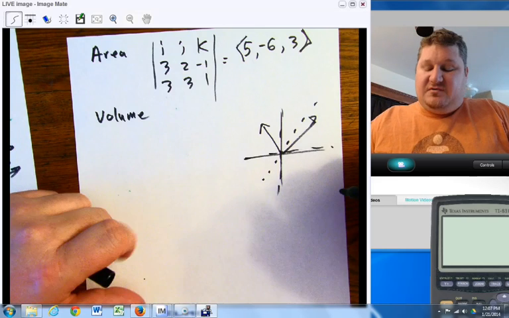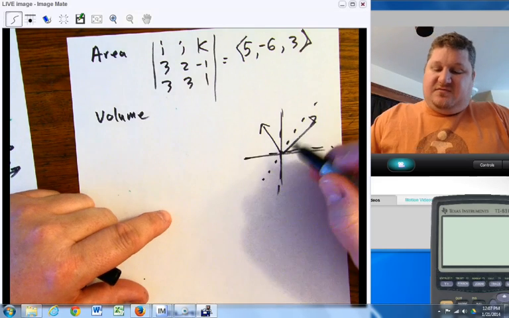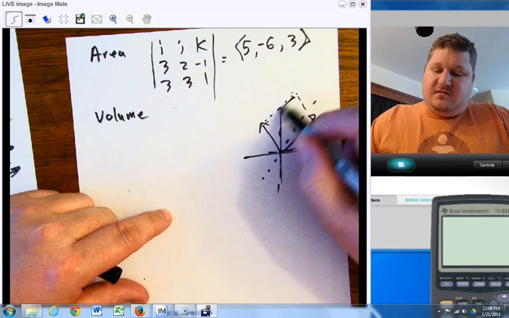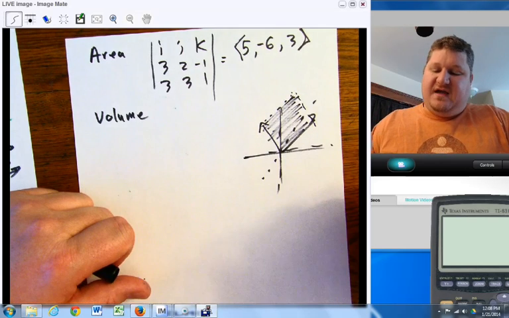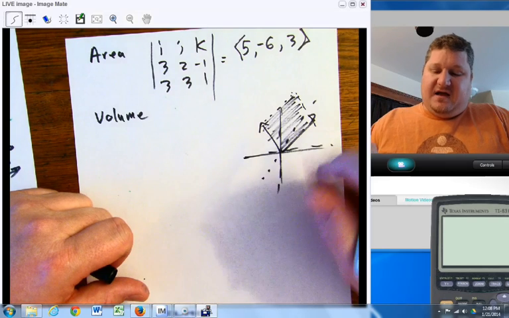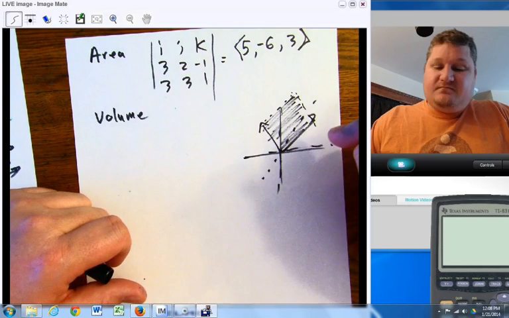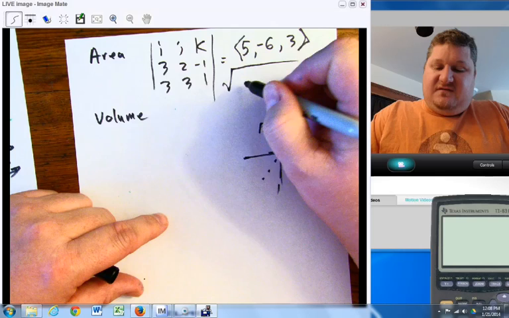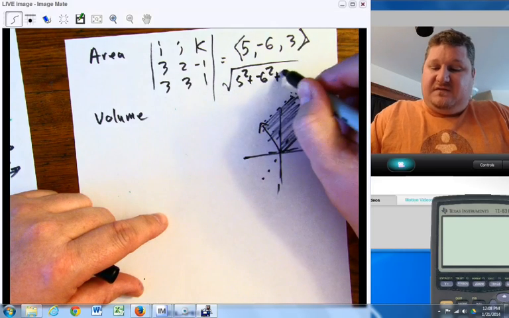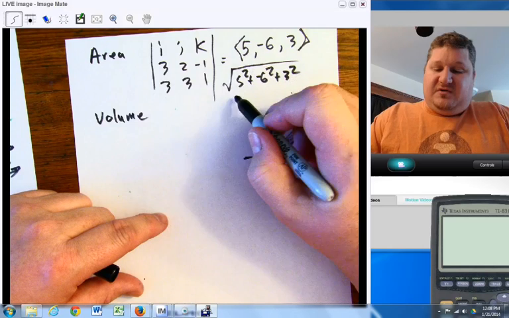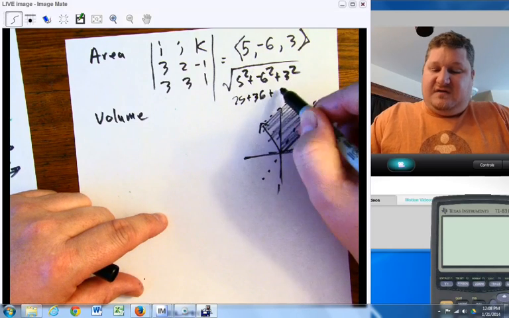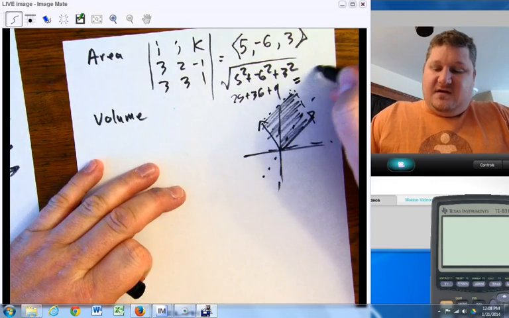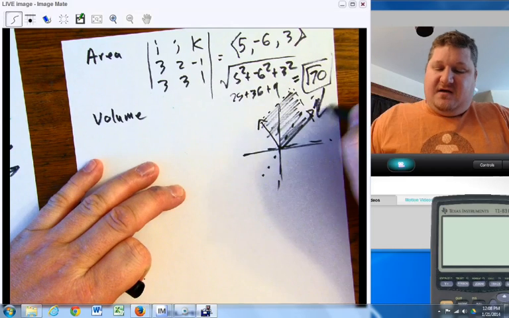One other thing we can do with the cross product is in 3 dimensions. If I have 3-dimensional vectors, whatever 3-dimensional quadrilateral is formed by those 2 vectors, I can find the area of that quadrilateral, usually a parallelogram, by taking the magnitude of the cross product. The magnitude of the cross product in this case, 5 squared plus negative 6 squared plus 3 squared. So we come up with 25 plus 36 plus 9. So I come up with 45, 55, 65, 70. Square root of 70 would be the area of that figure.